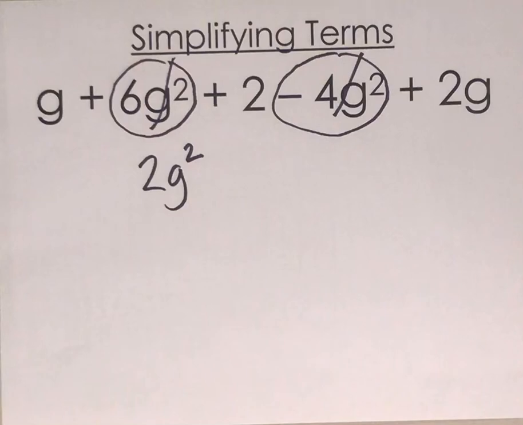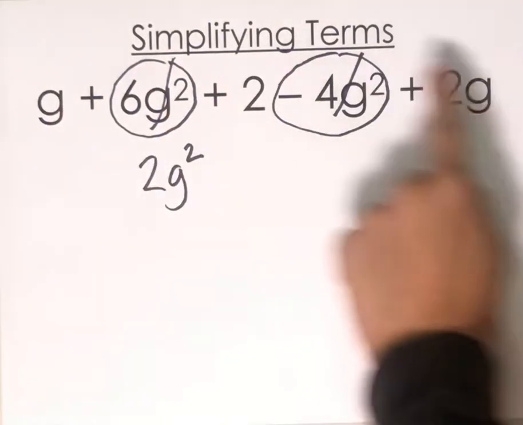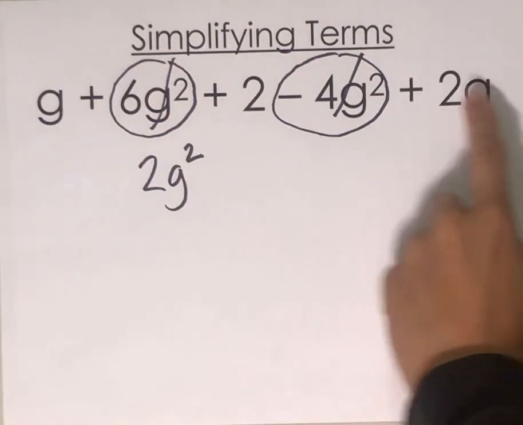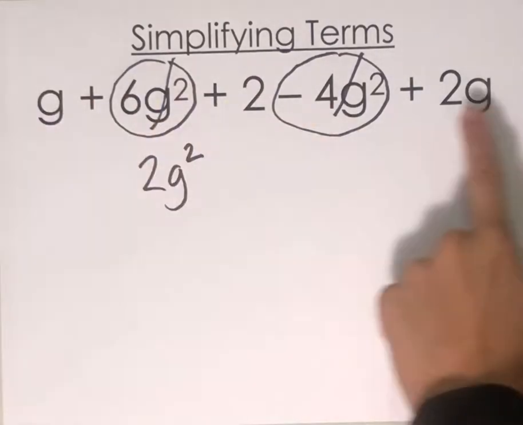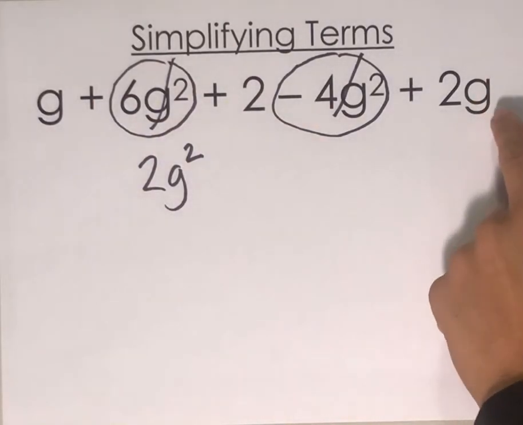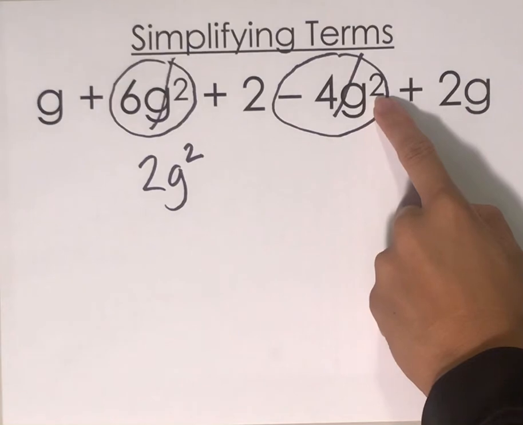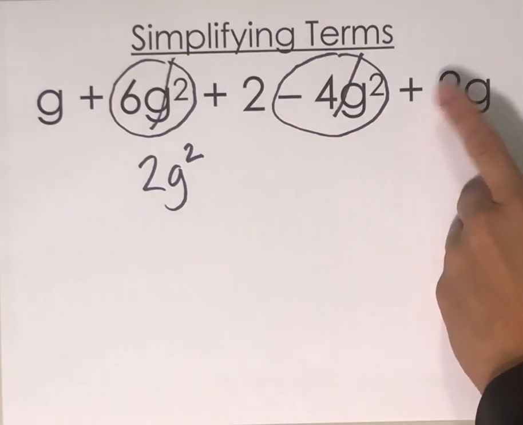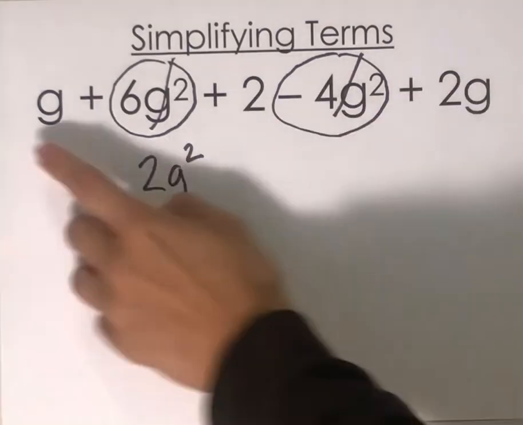Okay, the next thing we're going to do is we're going to combine the g's, because again, this just has a g and this has a g, and we call g and g like terms. Do you see how that doesn't have a square, but this did? Okay, so we can only combine the g and the g together.